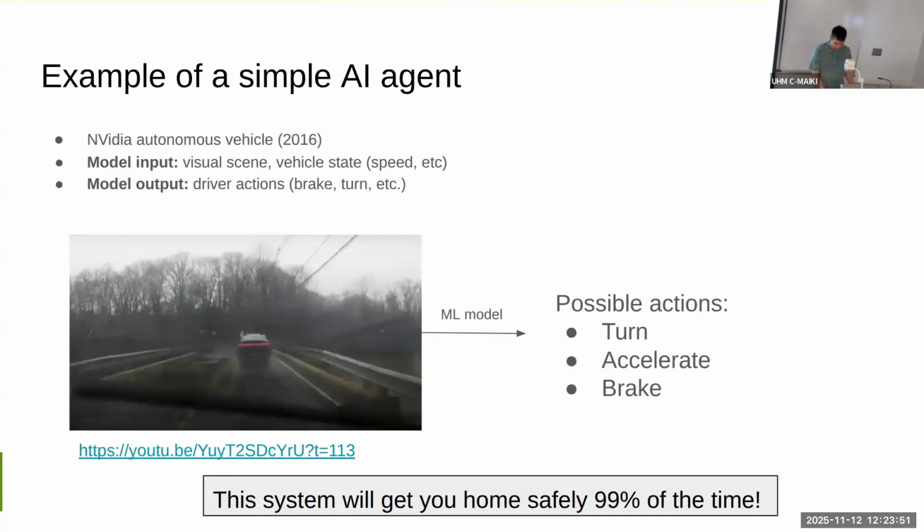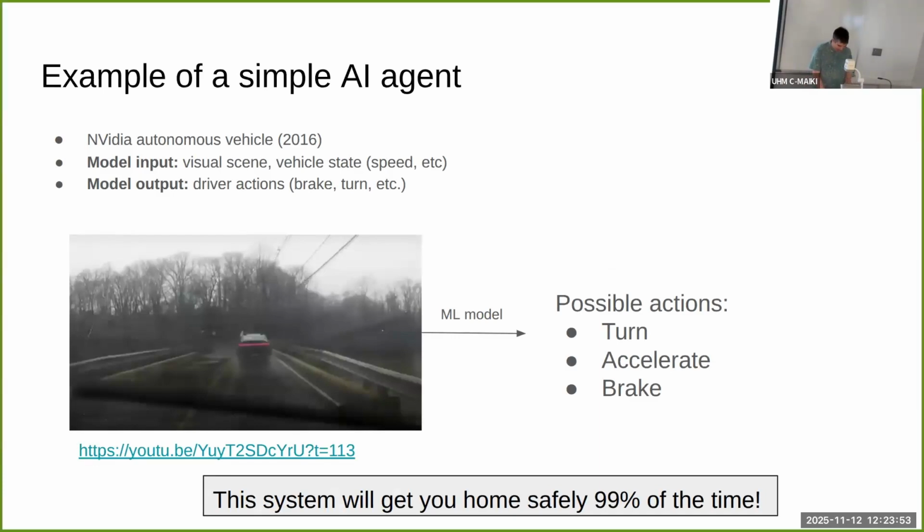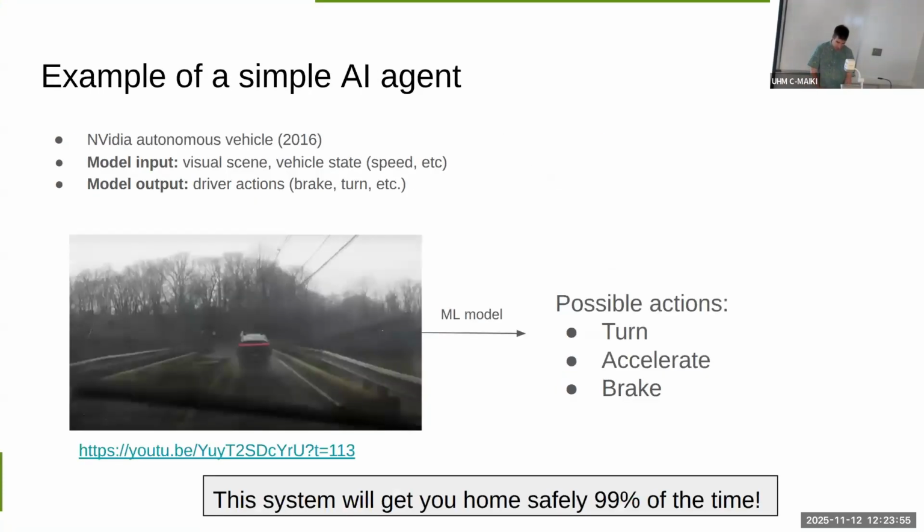So in standard machine learning, you tend to think about just one-off predictions or one-off data generations, like generate an image once. Agents, with an agent, you're talking about something that interacts with the environment multiple times. So a simple example of an AI agent is this NVIDIA car from 2016.